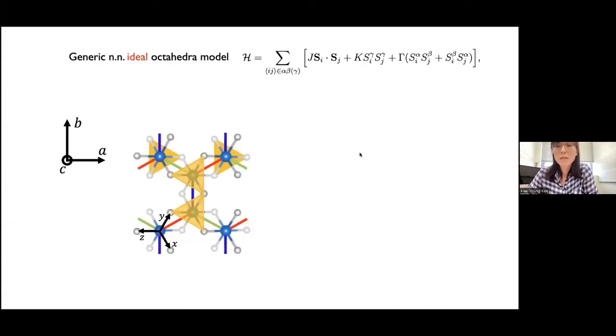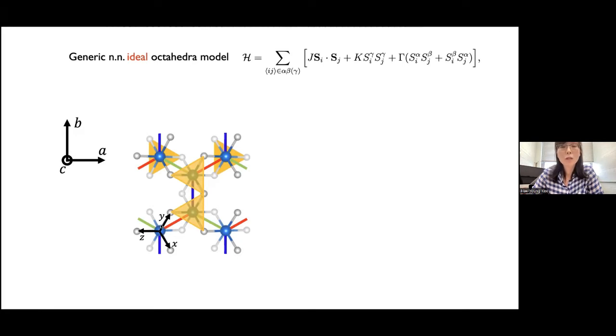Let's begin with the generic spin model. This is, again, the ideal nearest neighbor octahedra. As I said, we have the J Heisenberg, Kitaev, and gamma interactions. Look at the honeycomb here, which is a two-dimensional projection of a three-dimensional object. Even though it's a single layer, this ligand is supposed to be above the transition metals, and these light gray ones are below the transition metal site.